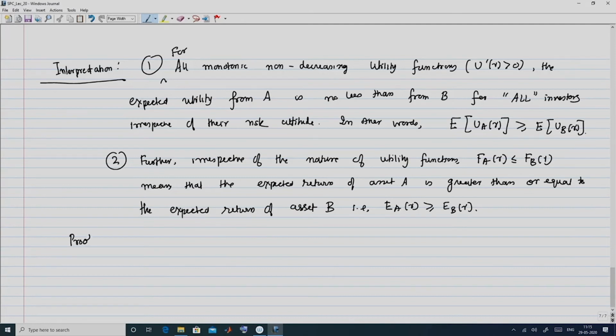So, we now give the proof of FSD or the first order stochastic dominance. So, accordingly what we do is that we first identify the expected utility of each asset.